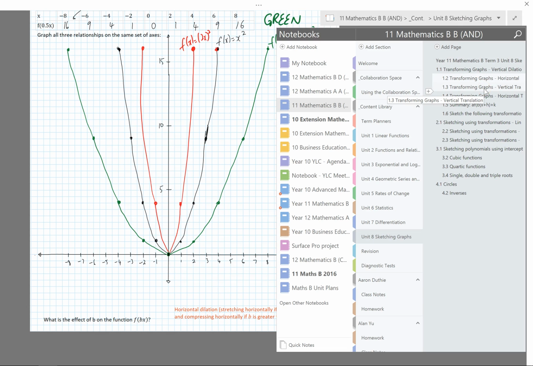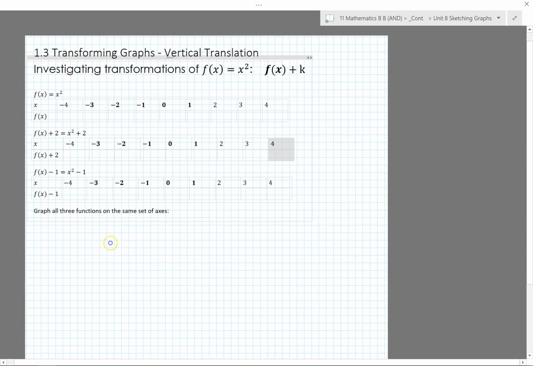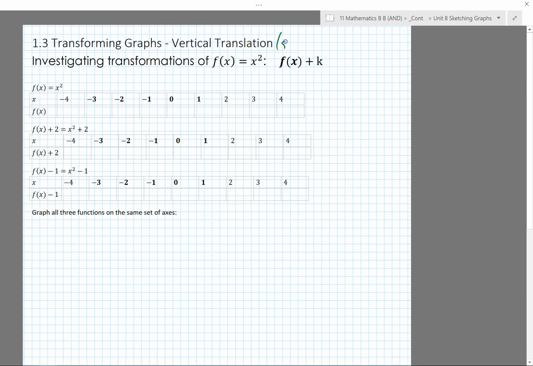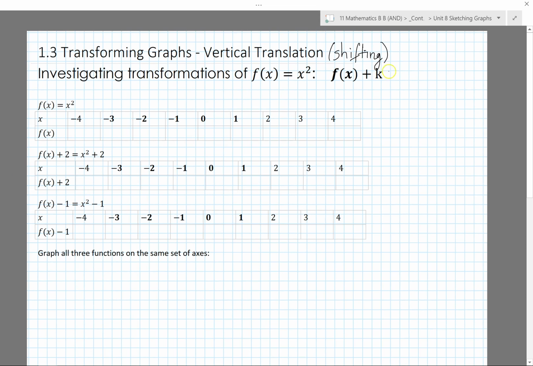So I've looked at the dilations, the stretching. Now we'll look at translation, which is a fancy way of saying shifting. So we'll do the same thing and look at these three functions. What we're doing is adding something onto the function. So whatever my function was, x squared, I'm going to add some constant k to it at the end.